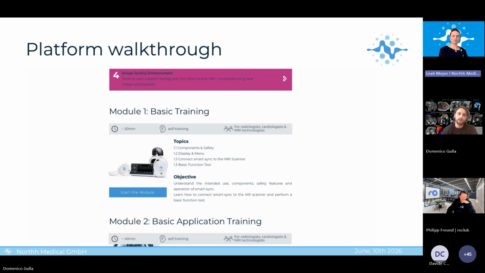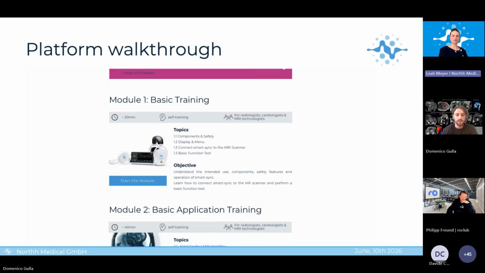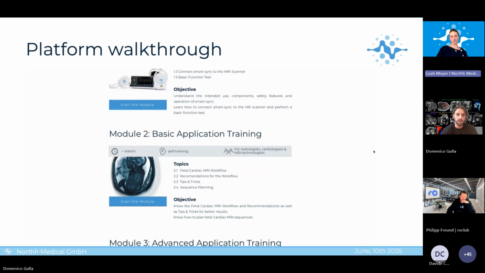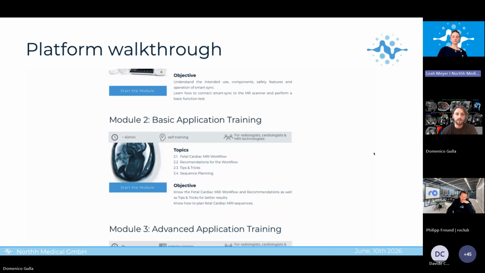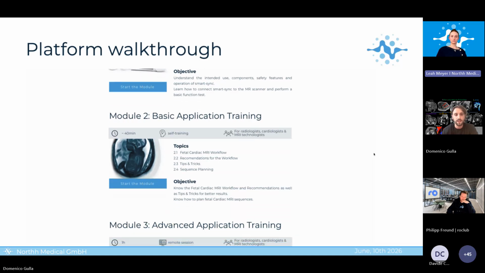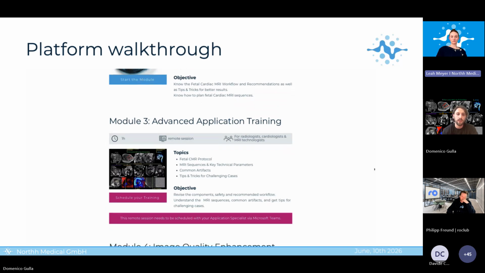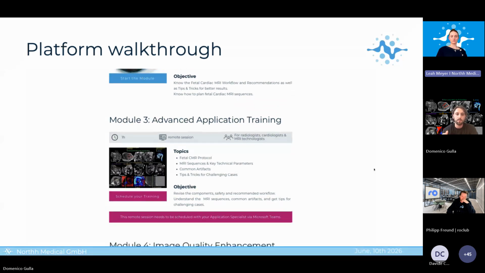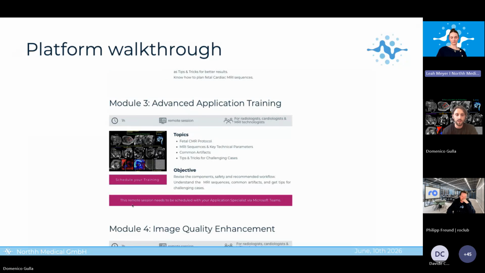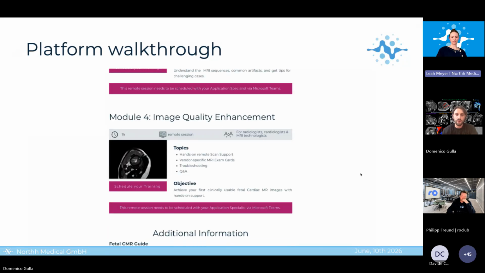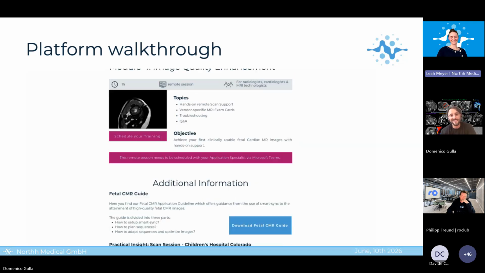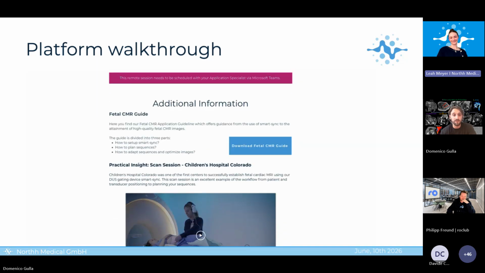And here, scrolling, we have the different modules in details with all the topics and objectives. So we have the basic application training, with all the explanation, and then we go on to module 3 and module 4, which are the more advanced application training, where it's remote via Teams, and where you can book your session with our application specialist. So with me, basically.